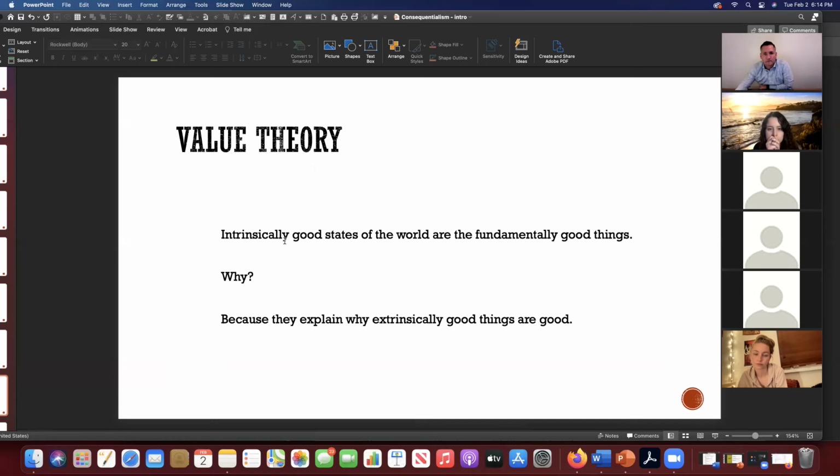Okay, and this slide is just a recap point as well. You might be wondering, why do we need intrinsically good states of the world? Why do I think that they're fundamentally good? Because they're needed to explain why there are extrinsically good things in the first place. And relatedly, we talked about how without intrinsic good states of the world, there wouldn't be any good states of the world. So insofar as you think there's goodness, you should think there's intrinsic goodness.